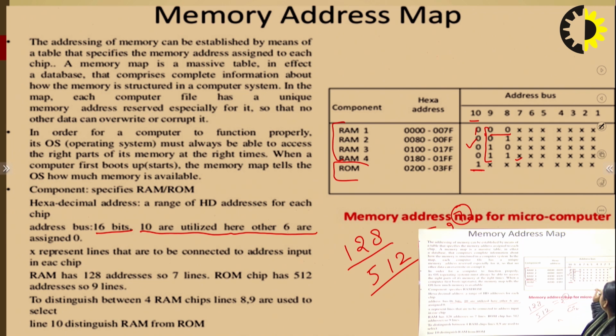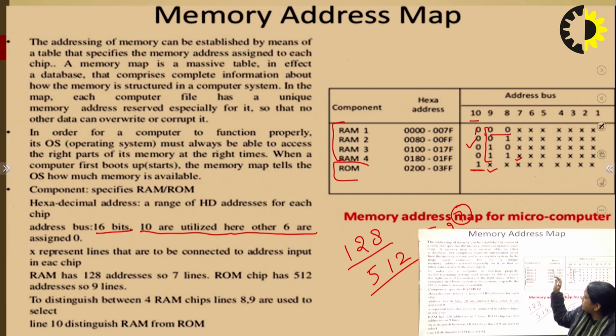So you can see here we have 9 common lines, because the size of the ROM is 512. So 2 raised to 9 we can write, and we can find out the address lines here. So you can see here 9 address lines, common lines, will be there.